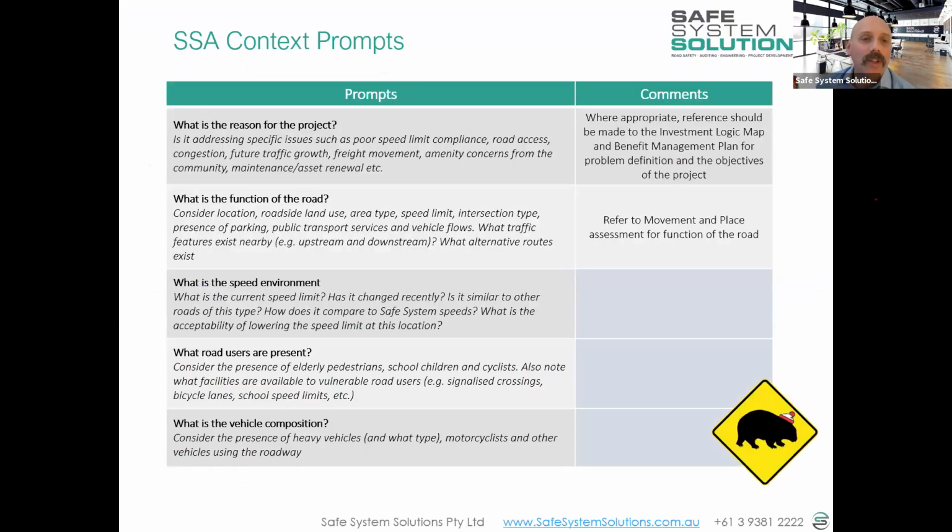One of the early things you do in a safe system assessment is understand the context of the project. We talked a bit about the importance of that, things like understanding the movement and place categorization, understanding the vehicle flow, understanding the road users that are present. You've really got to paint a picture of the area and the context before you jump into a safe system assessment.